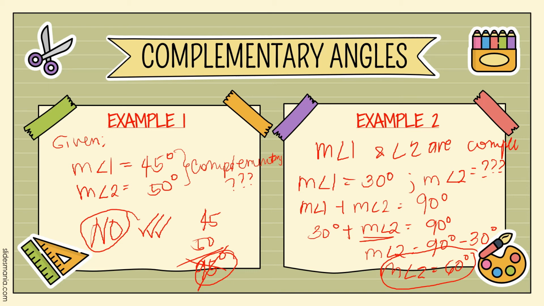That means that the measurement of angle 2 is 60 degrees. And to check our answers, let us add 30 degrees and 60 degrees. If that sums up to 90 degrees, we are correct. I hope that with this simple computation, you can now answer simple problems involving complementary angles or involving angle pairs.